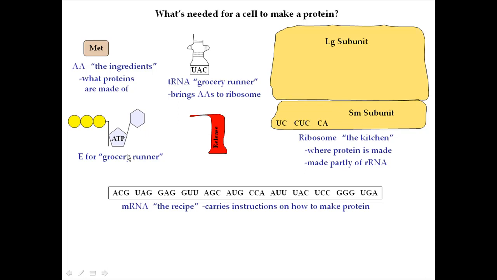And then lastly, we mentioned that when you're baking cookies, it would help to have a timer to let you know when to take the cookies out of the oven. Same thing goes when you're making a protein. It'll help to have something to help end the process. And that's what this thing represents. It's called the release factor. And it's kind of like the timer, right? It helps the process end. So here are all the things that are needed in order to make a protein during translation.